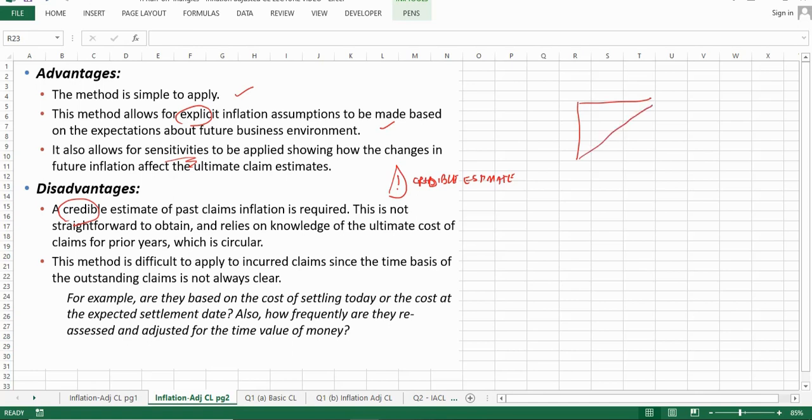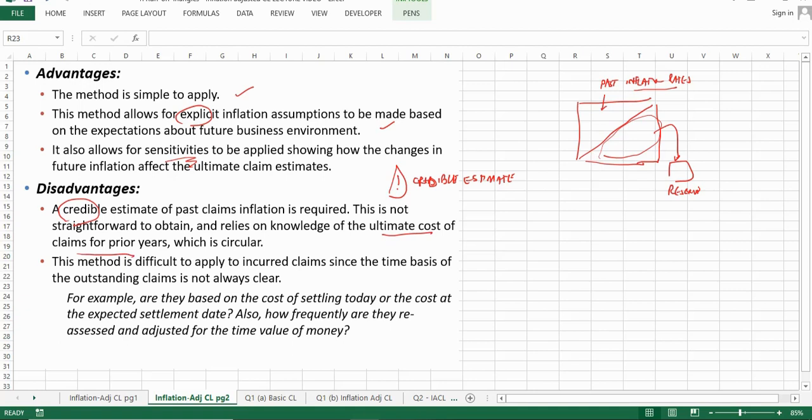Now, one thing that we need to see is that we need the claims which are already known here. We need them to be adjusted by the past inflation rates. Our objective is to estimate this part of the rectangle or square, and then we'll use this to calculate the reserve. To be able to calculate the past inflation rate, it has a dependence on the ultimate cost of claims for prior years.